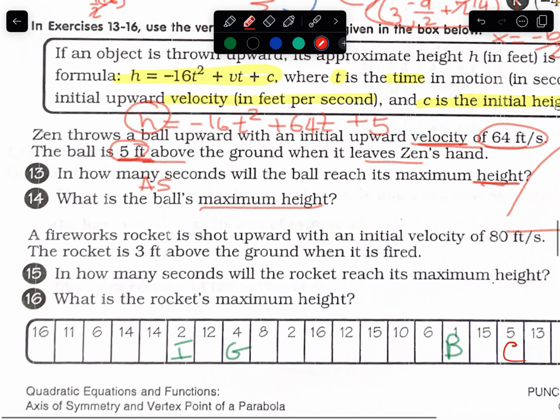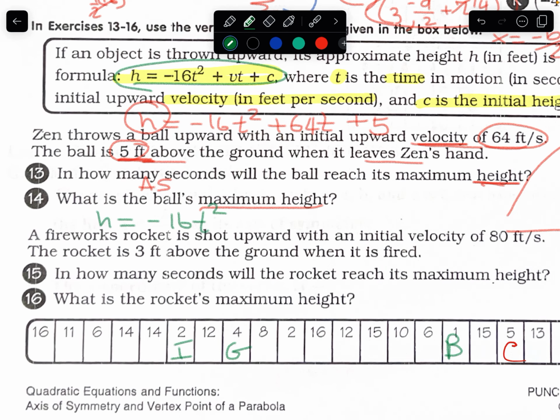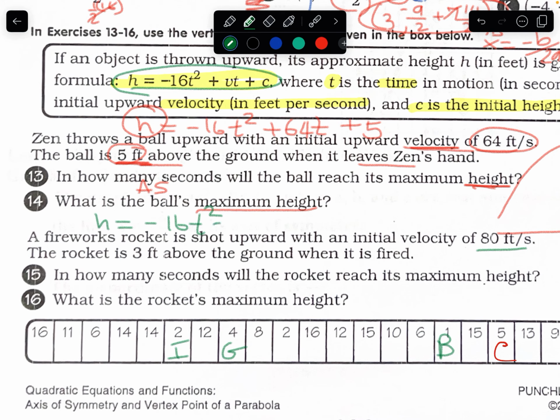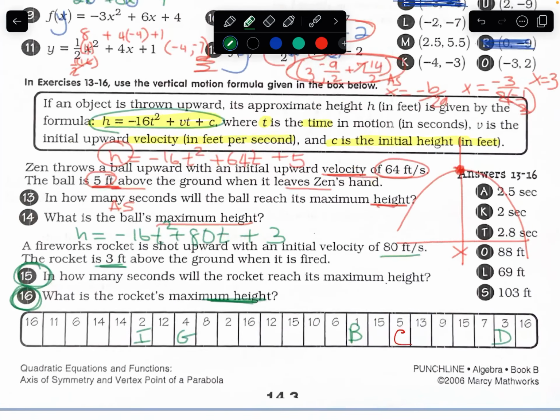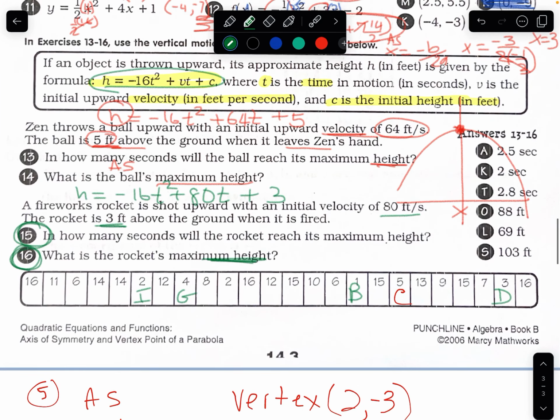You got a new equation here. H equals -16t squared, this is with a velocity of 80t, plus the 3 there. This is the axis of symmetry. This is the vertex. Okay, that should help you find your answer.